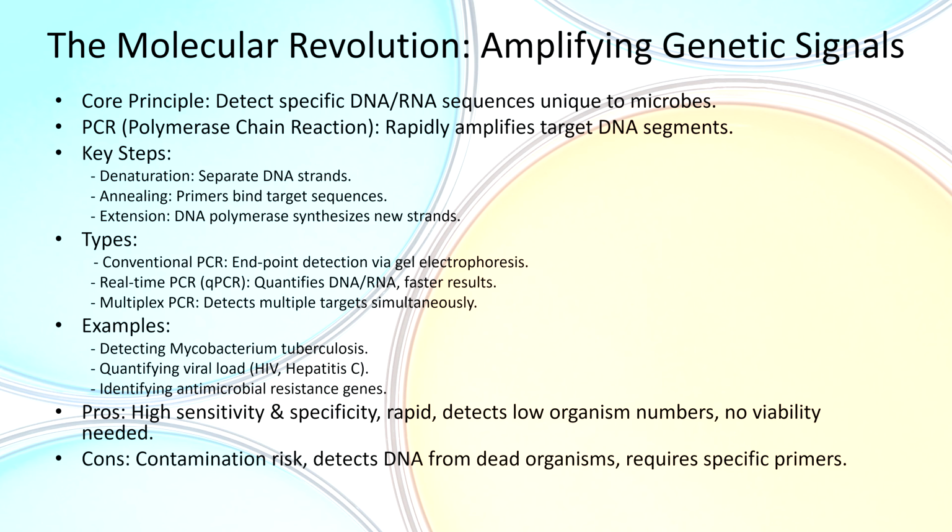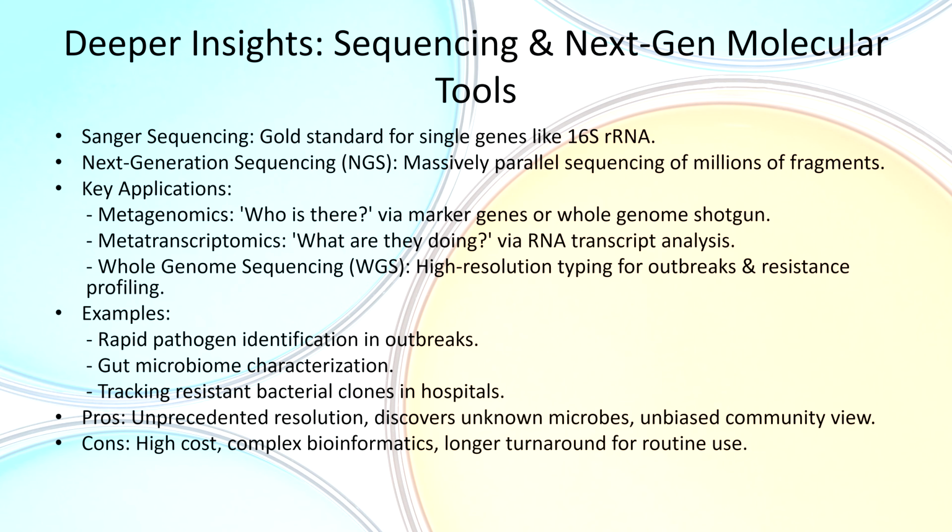Sanger sequencing was the first gold standard for identifying microbes at the gene level. Next-generation sequencing, NGS, took us further, allowing massive parallel sequencing of millions of DNA fragments. NGS applications include metagenomics, where we ask, who is there? By sequencing marker genes or whole genomes; metatranscriptomics, which reveals what microbes are doing by analyzing RNA; and whole genome sequencing, providing detailed typing and resistance profiles.